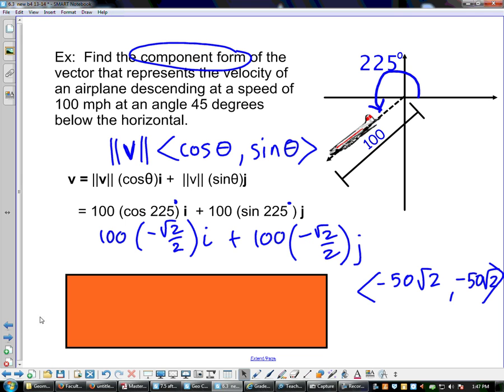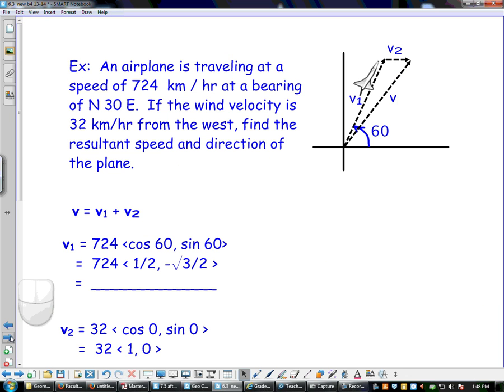And let's take a look at one more. A component form does not have i's and j's in it. The i's and j's are for the linear combination of the standard unit vectors, i and j. All right, let's take a look at this next example.